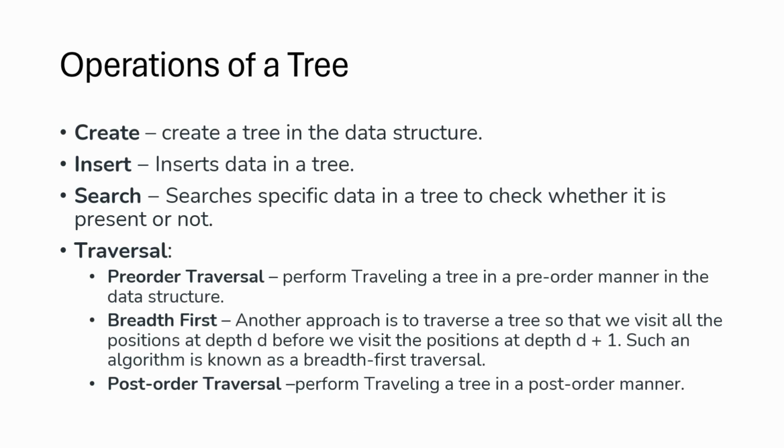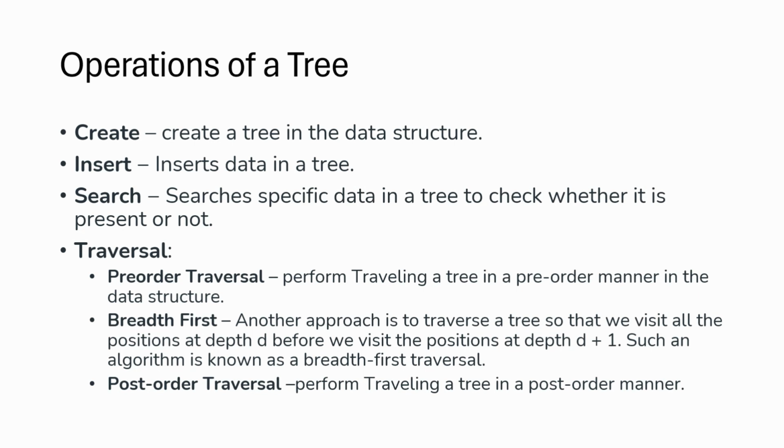And the operations of a tree. Obviously, there is creating of a tree, insertion of items in the tree, and searching. Search specific data in a tree to check whether it's present or not. So you go through and search for something in the tree. Traversal is how you go about scanning. There are three types. Actually, there's a fourth. I'll cover the fourth one in the next slide. There is pre-order traversal, breadth-first traversal, post-order.